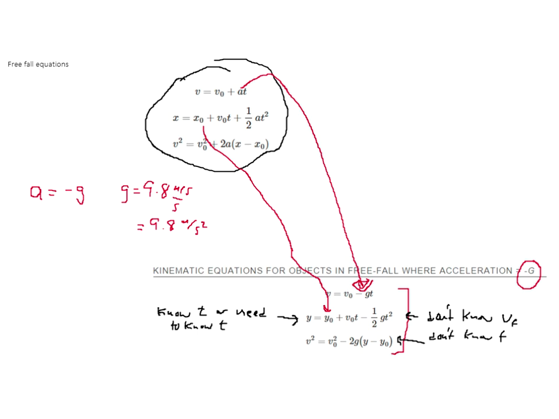So the first part of the question was we toss a ball up in the air, and after half a second, what is its position and what is its velocity?